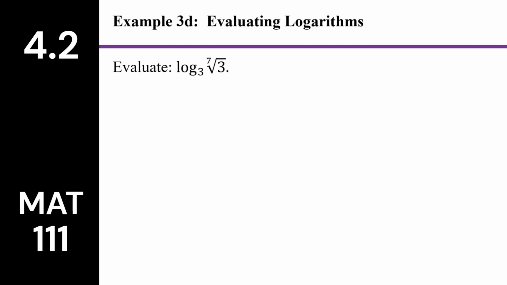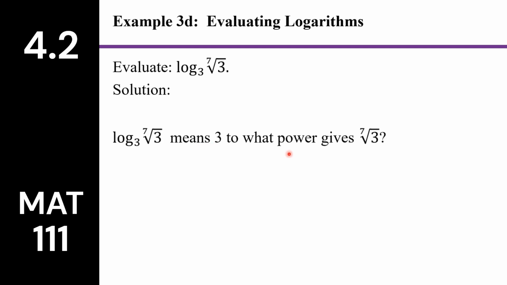In this example, we have the log to the base 3 of the 7th root of 3. Now, in much the same way that the square root gave us a 1/2 power, a 7th root gives us a 1/7 power. 3 to what power gives us the 7th root of 3? The answer will be 1/7, because 3 to the 1/7 is the same as the 7th root of 3.